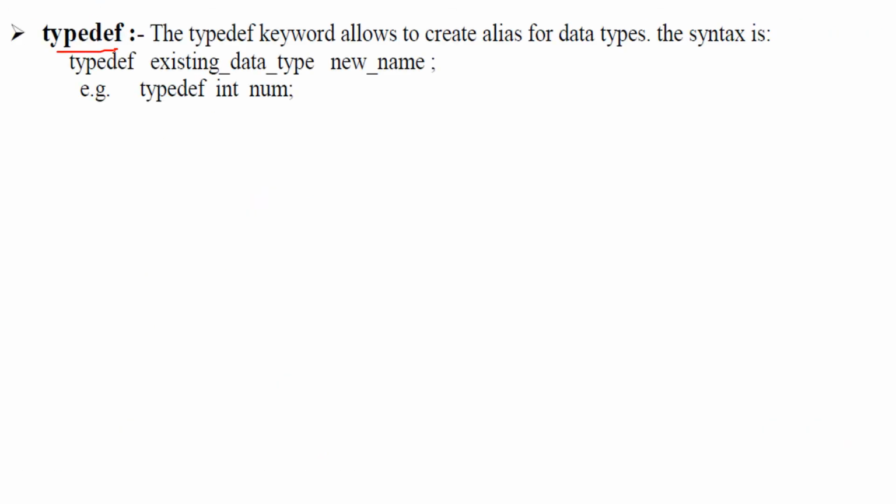Typedef is for type definition. The typedef keyword allows you to create aliases, that is, different names for the same thing, for data types. The syntax is something like this: typedef, then the existing data type, then the new name you have given. So typedef int num means that wherever you use num, it will correspond to int only.